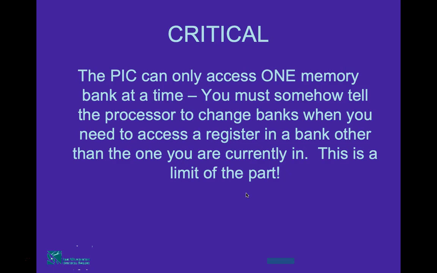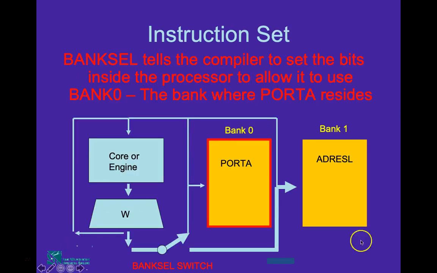If I want to use something else, for example this register ADRESL from bank 1, then what do I need to do? I need to provide another instruction in my start code. I will write bank cell and then put the name of this register. Automatically, this bank cell switch will be connected to bank 1, and it will use this register.